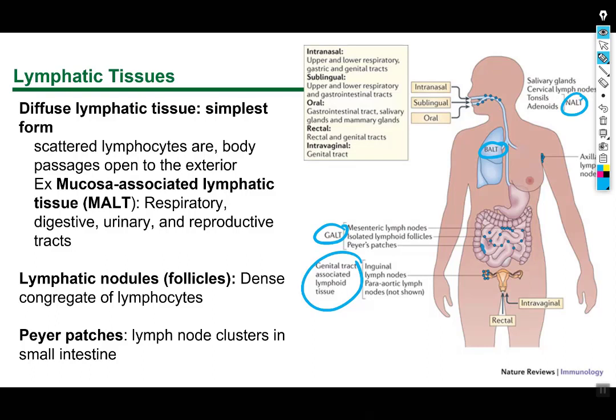Lymphatic nodules, also called follicles, are dense congregates of lymphocytes, and we'll start to see these a lot in lab when we get to the nitty-gritty of the GI tract, and also Peyer's patches, which are lymph node clusters in the small intestine.